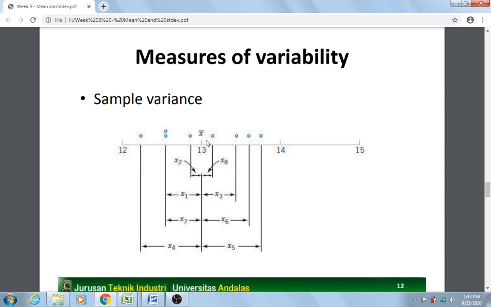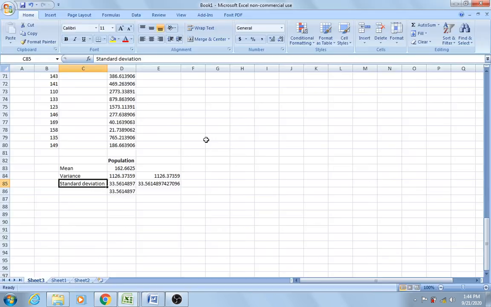So when you have a set of data and the observations in your sample or in your population are all the same, then your observations have a uniform value, which means that sample or population has no variability. So when it has no variability, then the variance equals zero, and of course the standard deviation will also equal zero. I'll give you an example.